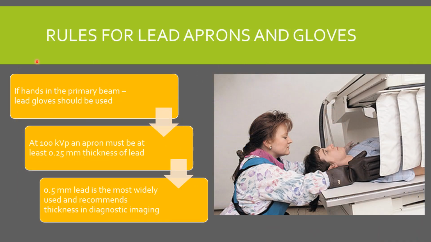Rules for lead aprons and gloves. If hands are in the primary beam, leaded gloves should be used, but we never see anybody ever actually wear them. At 100 kVp, an apron must be at least 0.25 millimeters thickness of lead. 0.5 millimeter lead is most widely used as the recommended thickness in diagnostic imaging, especially fluoro.